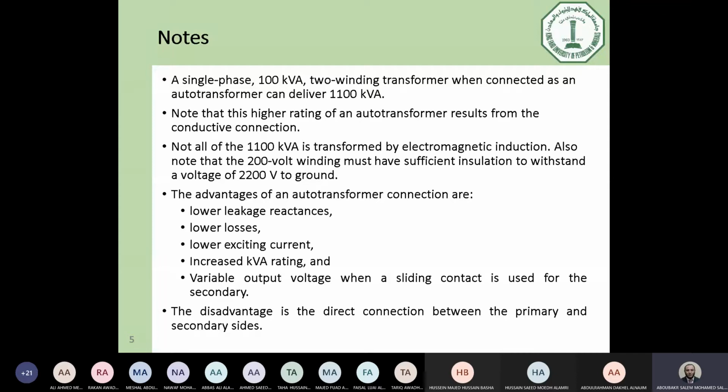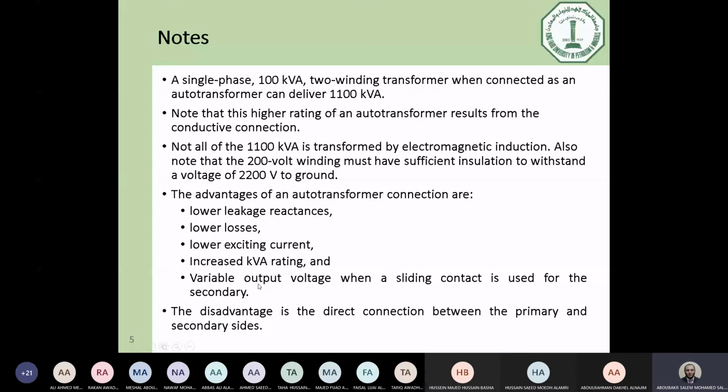So it will decrease also the core loss. So all of the losses now will be decreased. The core loss will be decreased. The copper loss will be decreased. The leakage reactances will be decreased. Also, the kilovolt ampere rating will be increased. And now you can obtain variable output voltage. So these are the advantages of this connection of autotransformer.